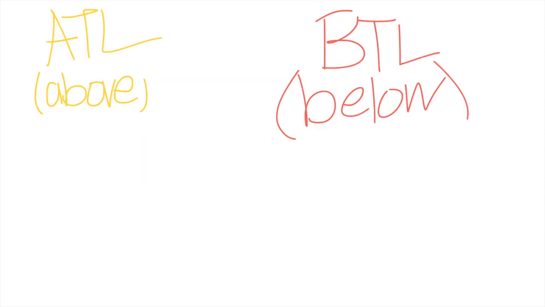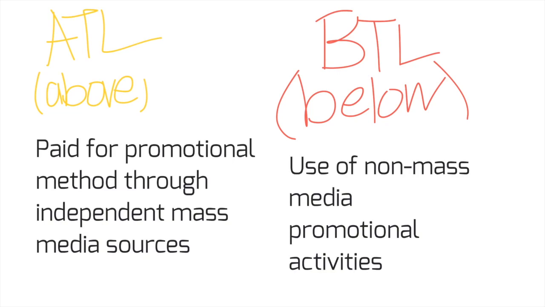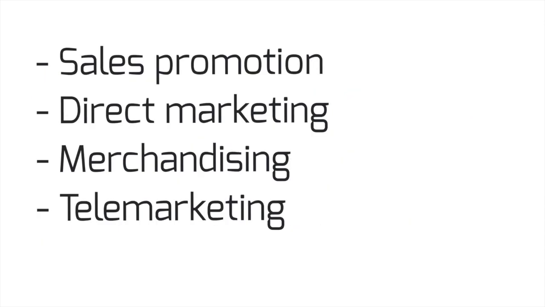So there are two main types of promotional methods. You have ATL, which is above the line, and BTL, which is below the line. So ATL is paid for promotional method through independent mass media sources. And so you could advertise through TV, radio, cinema, and etc. Whereas BTL uses non-mass media promotional activities. But that doesn't mean it's cheap either, because you also have to purchase, for example, flyers. So this means that you have to purchase paper and all the ink and etc. So it's not free either. So these are just some examples of BTL promotion.